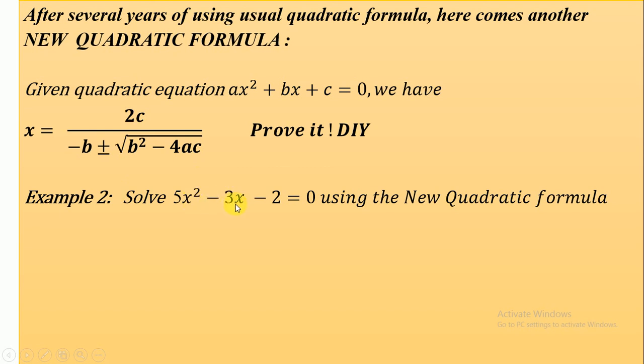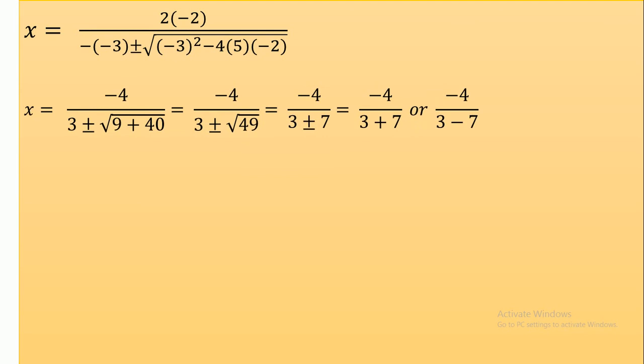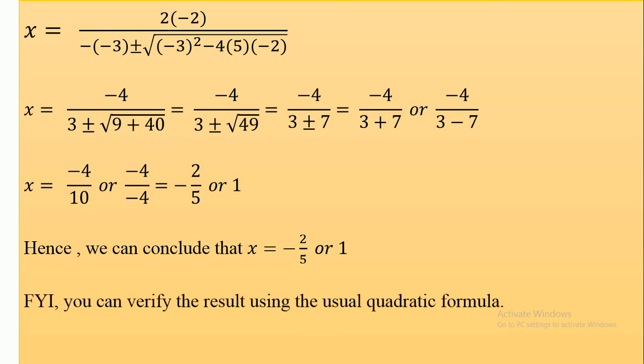Question 2, 5x squared minus 3x minus 2. By the time we input this, you can see we input the c, we input the b, we input the a, we have this. And we're able to get the result. After further simplification, you can see now minus 4 over 3 plus 7, or minus 4 divided by 3 minus 7. And finally, we get x to be minus 2 over 5 or 1. So we conclude that x is minus 2 over 5 or 1. For information, you can verify the results using the usual quadratic formula or any of the other methods we have discussed in the previous video.